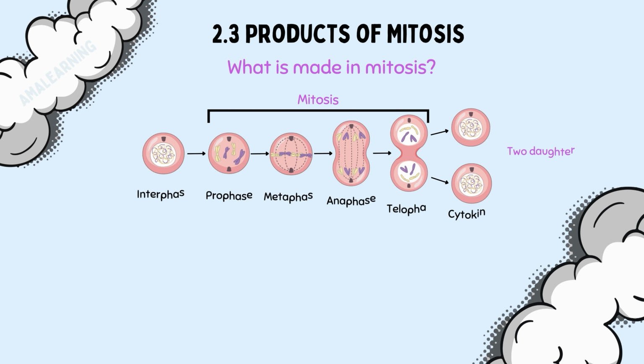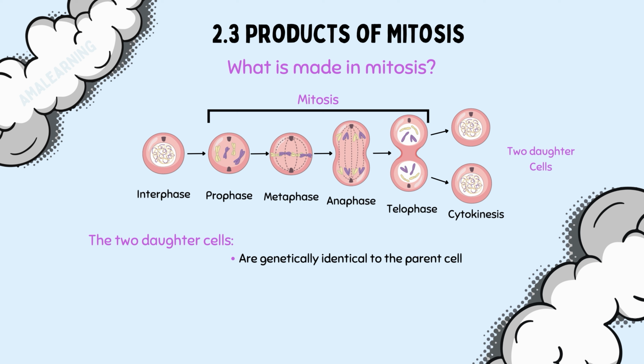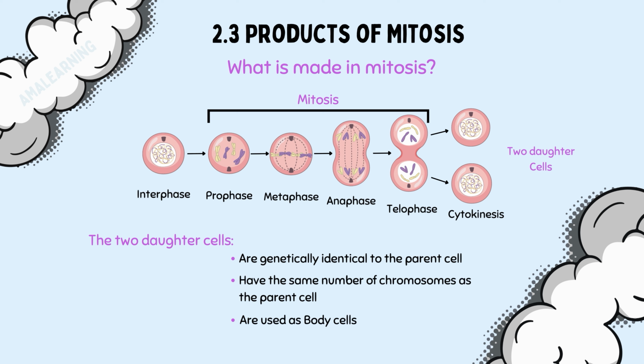Mitosis leads to the production of two daughter cells. The two daughter cells are genetically identical to the parent cell, have the same number of chromosomes as the parent cell, are used as body cells, are diploid, which means they have a nucleus that contains a full set of chromosomes.